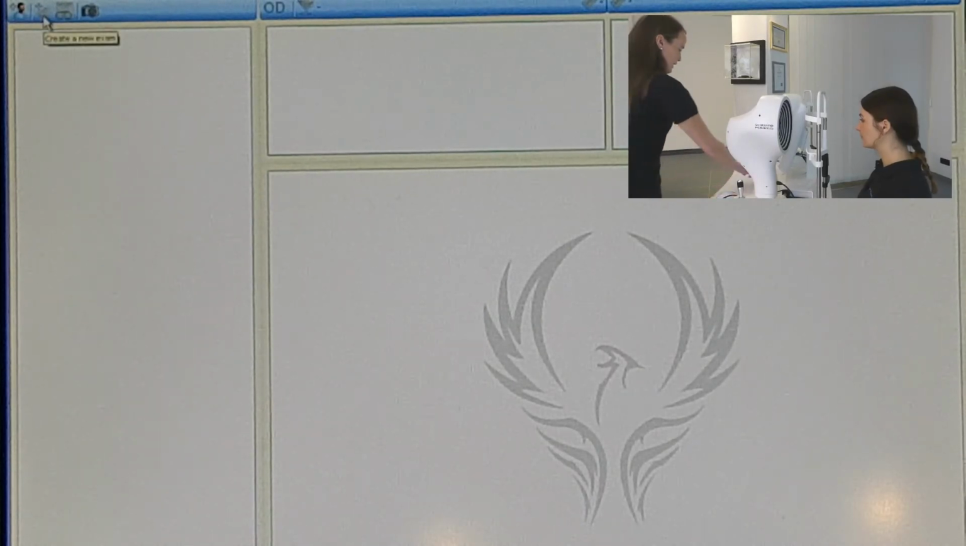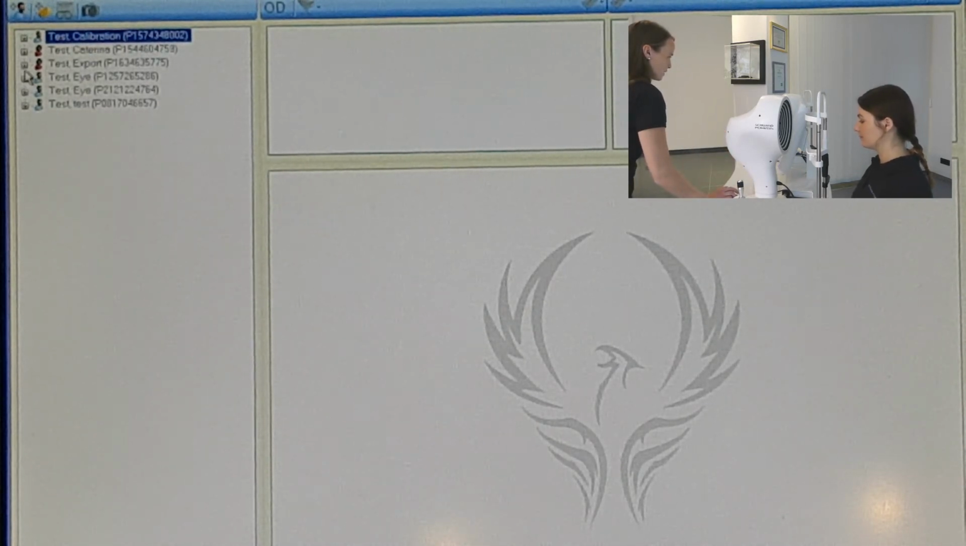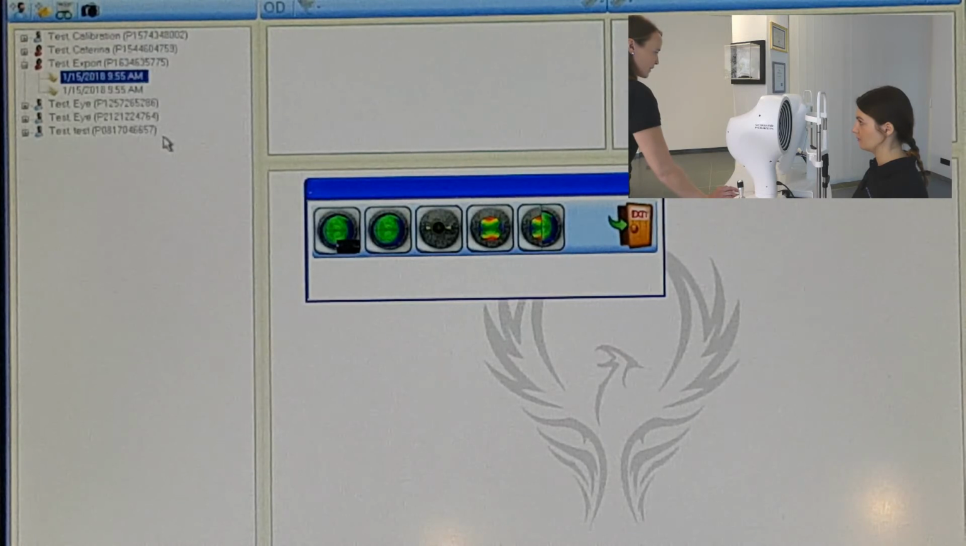First of all, select your patient as usual. You can use the search function. You create a new exam and you select the PERAMIS keratoscope measurement.